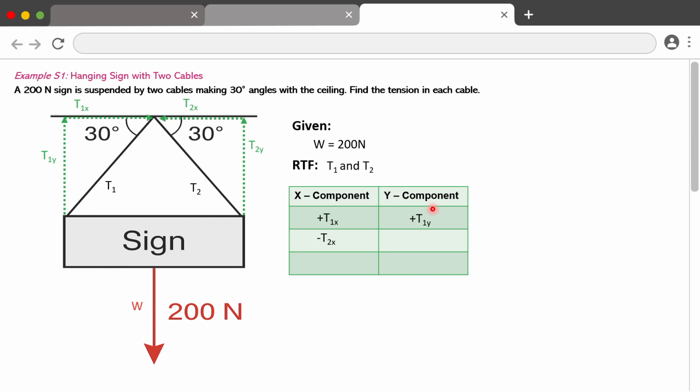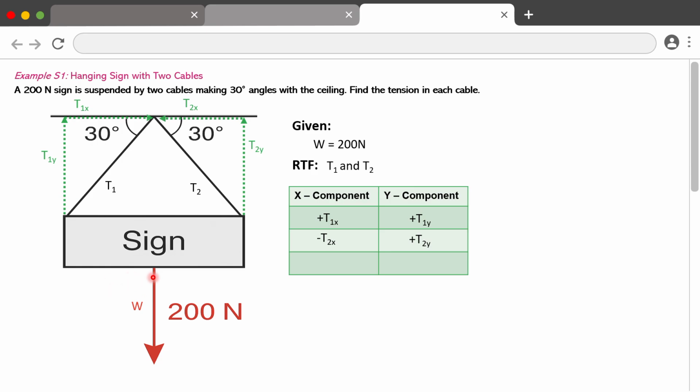So we have T1y and we have T2y. These are the y components of both the tension forces T1 and T2. Notice that their sign is positive because T1y is going up, T2y is going up. Remember, the up direction pertains to the positive y-axis. This is why this is positive.